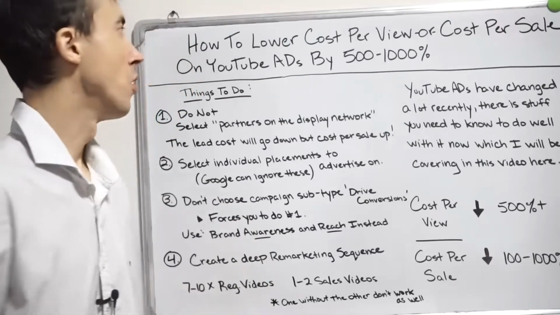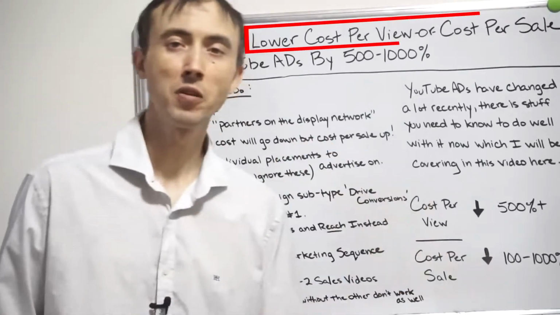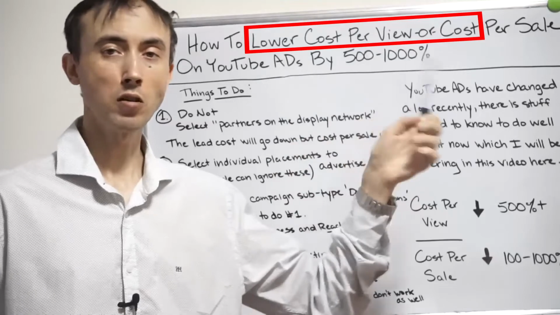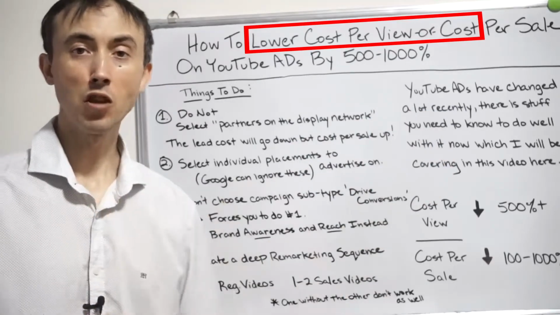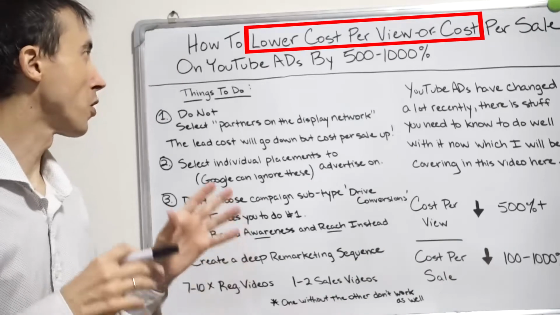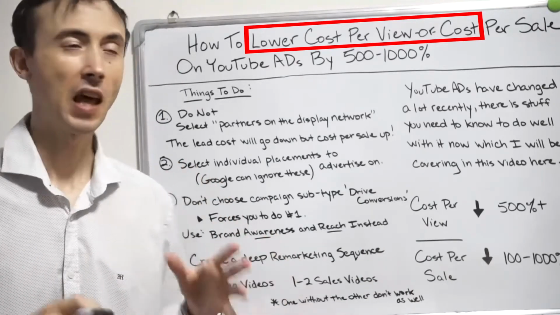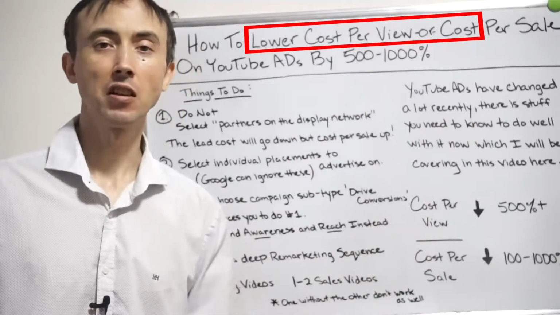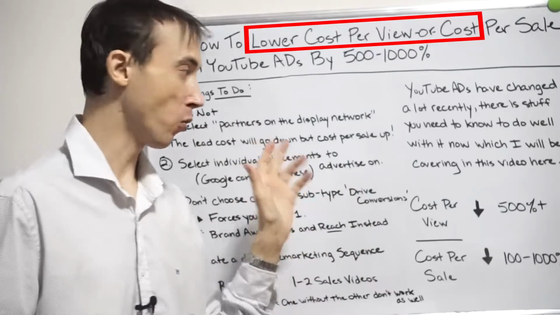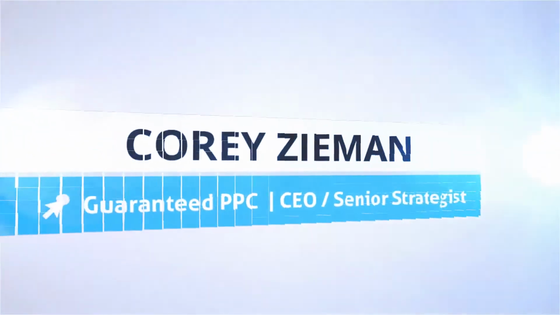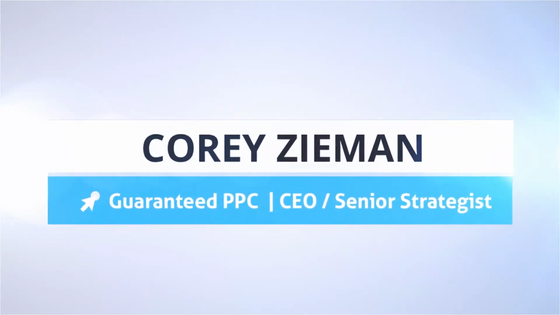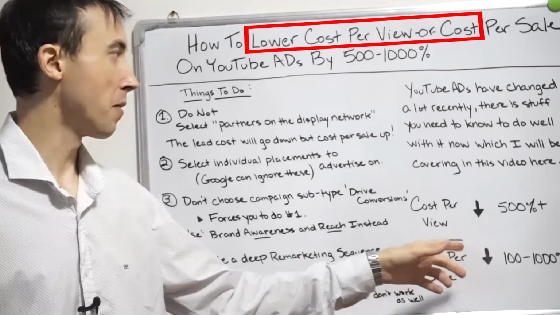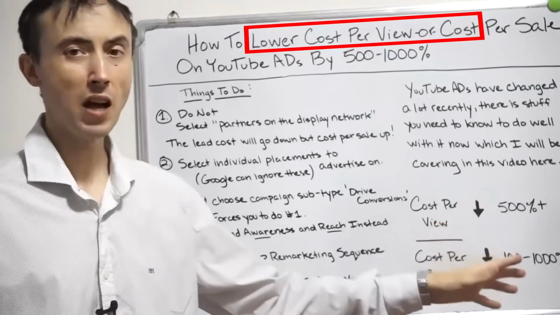Hey, today's video, we're going to talk about how to lower your cost per view, could be cost per click if you want to go there, and the cost per sale that it's costing to generate a sale, or ROI, of your YouTube campaigns and ads, YouTube ads, by 500 to 1,000%. Yes, that's accurate. I'm going to explain why you're going to be able to increase the ROI substantially, increase your sales by basically 500 to 1,000%.